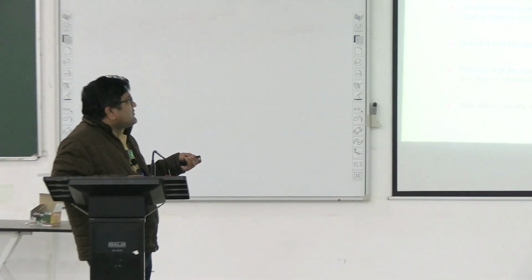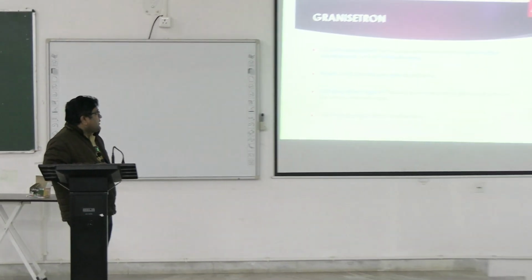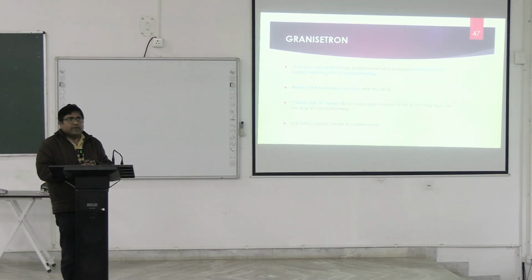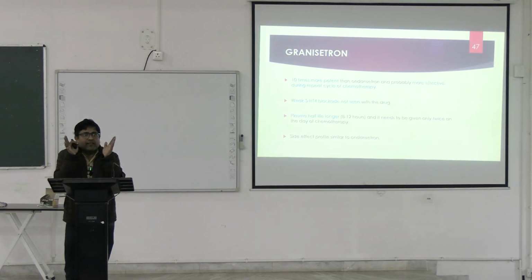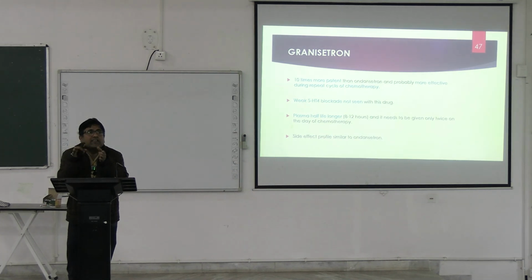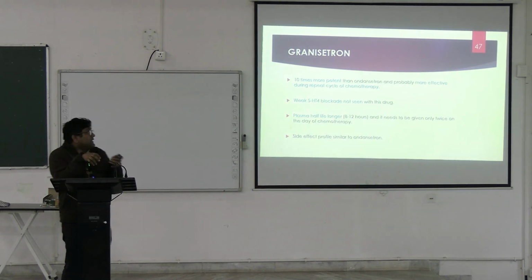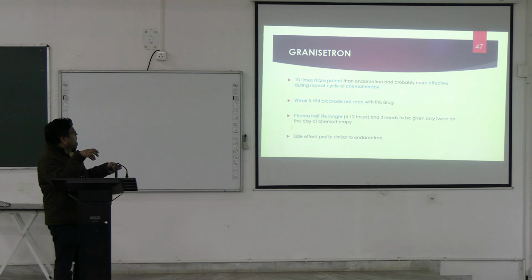Granisetron is 10 times more potent than ondansetron and probably more effective during repeat cycles of chemotherapy. After chemotherapy begins, it occurs in cycles, like 6 cycles of chemotherapy or 20 cycles of chemotherapy. Now, as we go through each cycle one by one, the efficacy of anti-emetics starts to decrease. This granisetron is more effective during repeat cycles of chemotherapy.